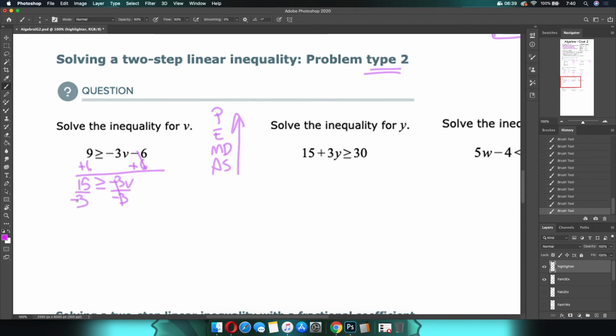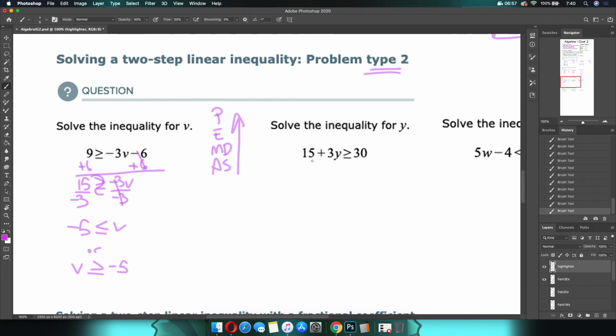We're going to divide by negative 3. And what happens from the last video? What happens when you divide by a negative? The inequality flips. So 15 divided by negative 3 is negative 5. And instead of greater than or equal to, we're writing less than or equal to v. There we go. Or v is greater than or equal to negative 5.